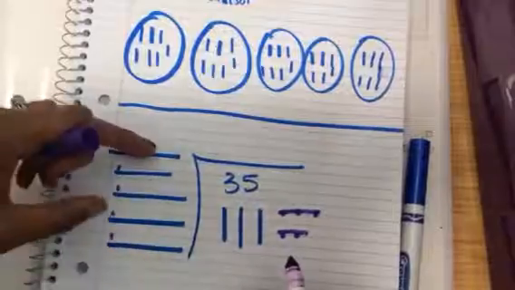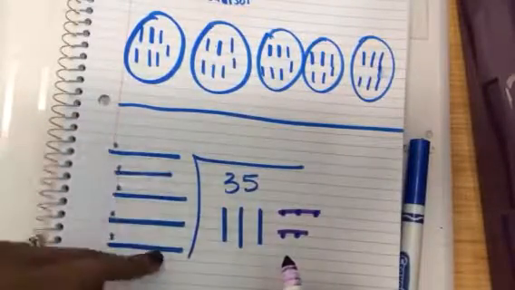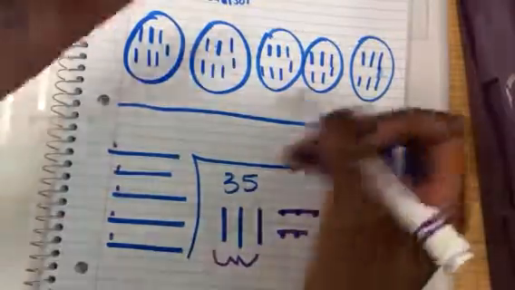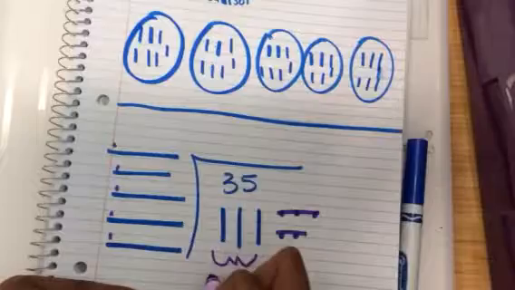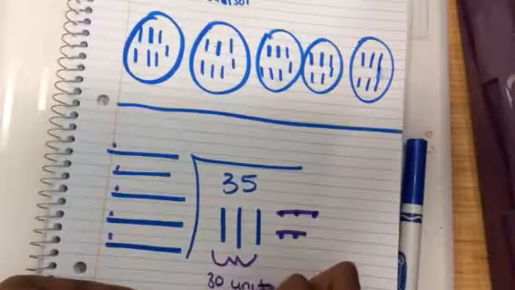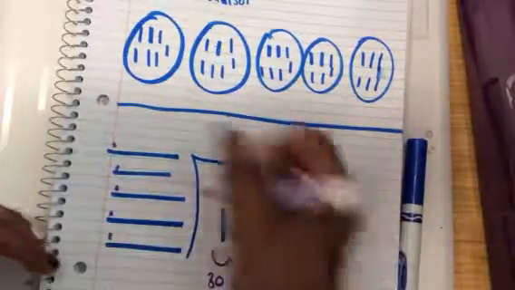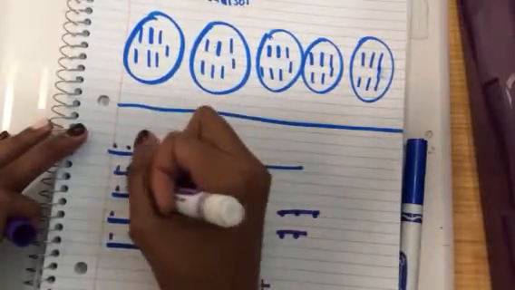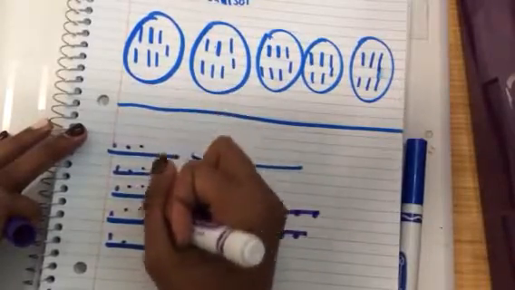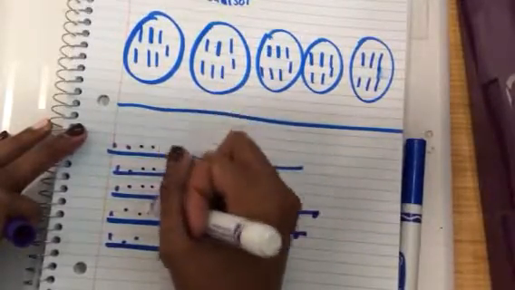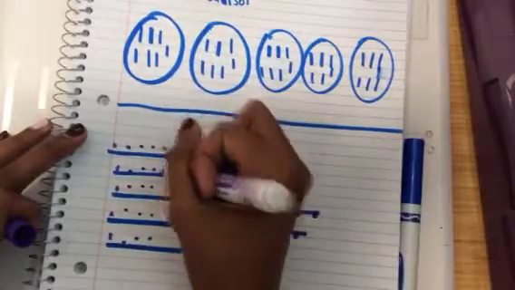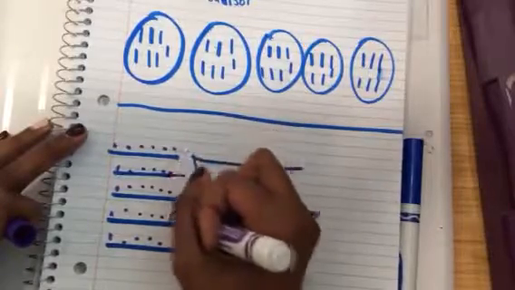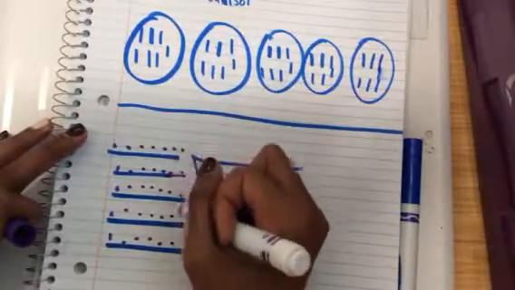I said, but what about these rods? Does each one of these rods get shared between the 5 groups? They say no. So I said, we have to regroup, and there goes that regrouping again, or exchange these rods for units. So in actuality, this would be 30 units. I said, now let's equally divide the rest of these 30 units. So they already had 5, so then we'll count by up to 30. 1, 2, 3, 4, 5, 6, 7, 8, 9, 10, 11, 12, 13, 14, 15, 16, 17, 18, 19, 20, 21, 22, 23, 24, 25, 26, 27, 28, 29, 30.